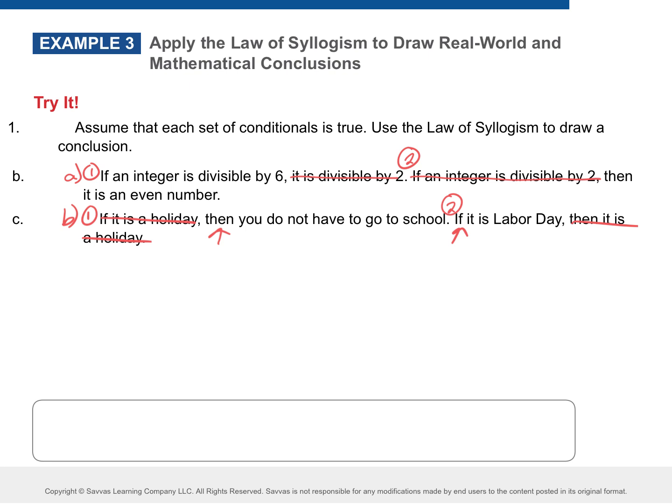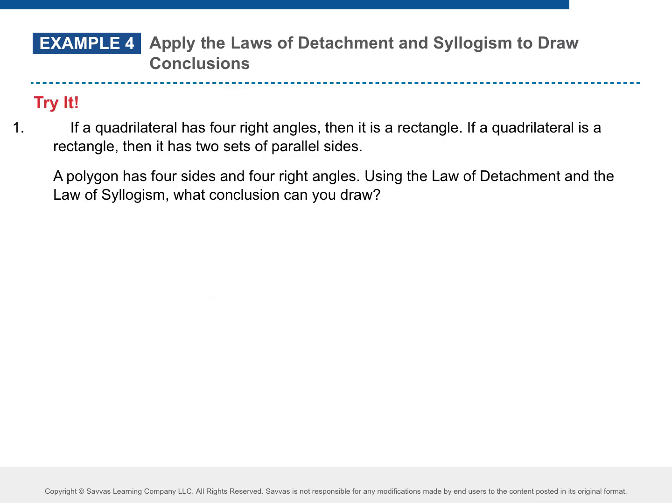Okay, so looking at this one, on the first one, if a quadrilateral has 4 right angles, I want you to write that as one if-then statement. So use the law of syllogism on this part right here, that first part.